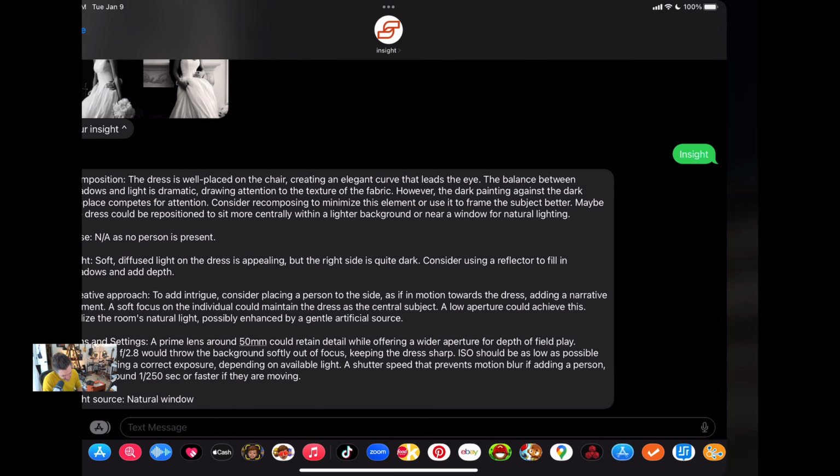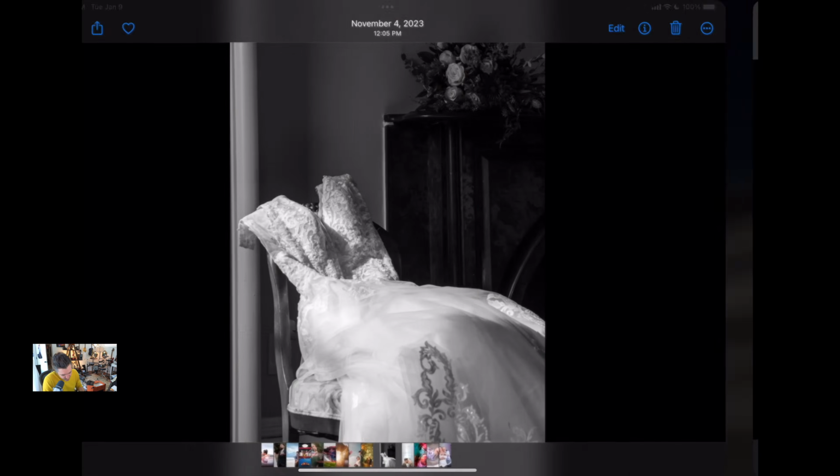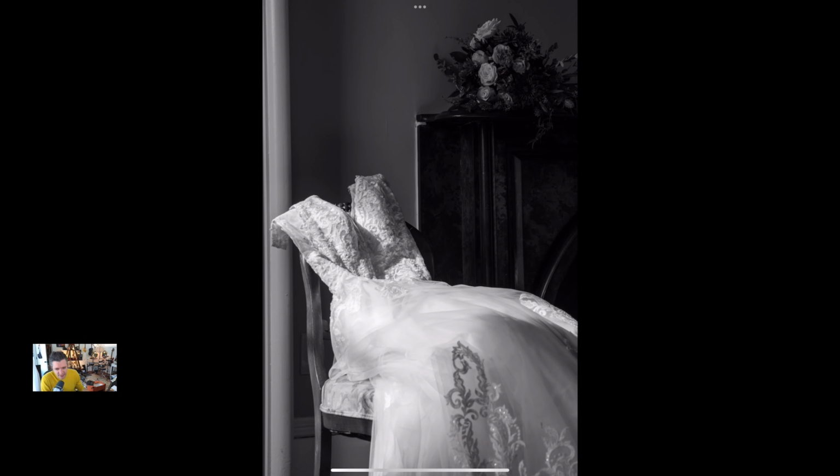Okay, that actually does bring up a good point. One thing I really try to do is step out whenever people are changing, for sure. And I tell people, I'm going to be on the other side of the door. Yell for me whenever you're comfortable, and I will come in and get the final zip or button.